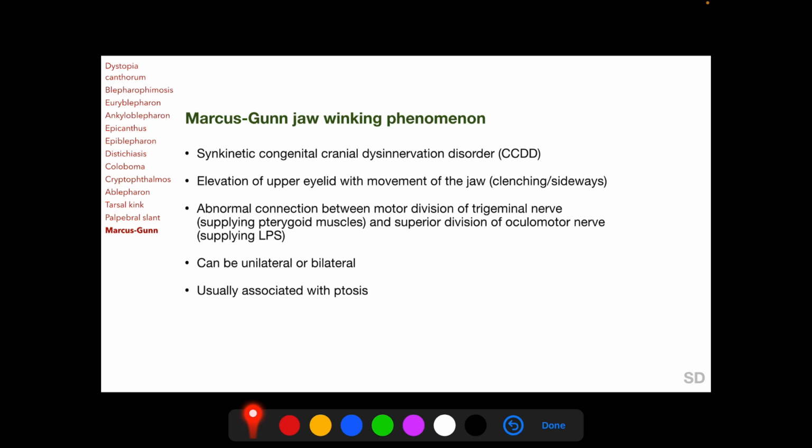Marcus-Gunn jaw winking phenomenon is a synkinetic congenital cranial dysinnervation disorder in which we find elevation of the upper eyelid with movement of the jaw, such as clenching and sideways movement of the jaw. It occurs due to an abnormal connection between the motor division of the trigeminal nerve, which supplies the pterygoid muscles moving the jaw, and the superior division of the oculomotor nerve supplying the levator palpebrae superioris, which elevates the upper eyelid. Marcus-Gunn phenomenon can be unilateral or bilateral, and it is usually associated with ptosis.